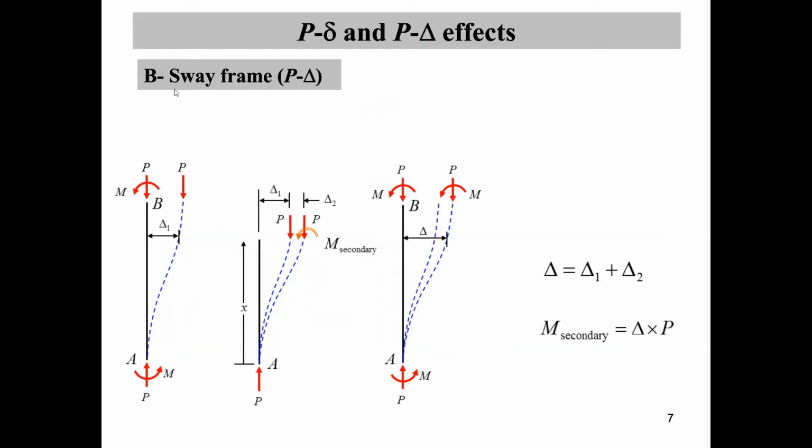Now let's consider a sway frame and investigate the P capital delta effect. The following beam column is part of a sway frame and subjected to an axial compressive force P and a bending moment M. As we know, a sway frame is a frame whose ends can translate with respect to each other. The primary moment M will cause the column to deflect an amount of delta 1.